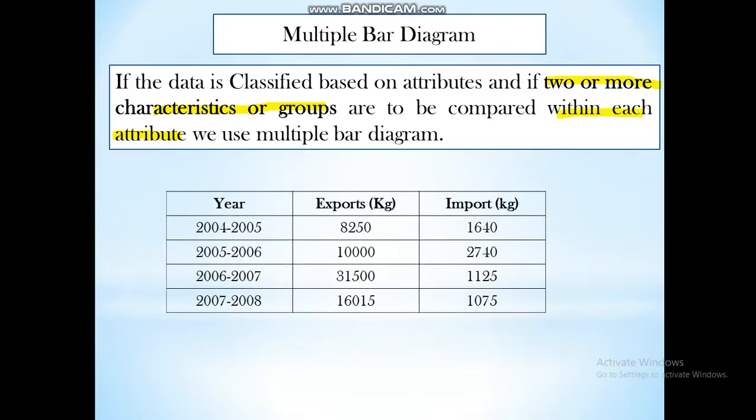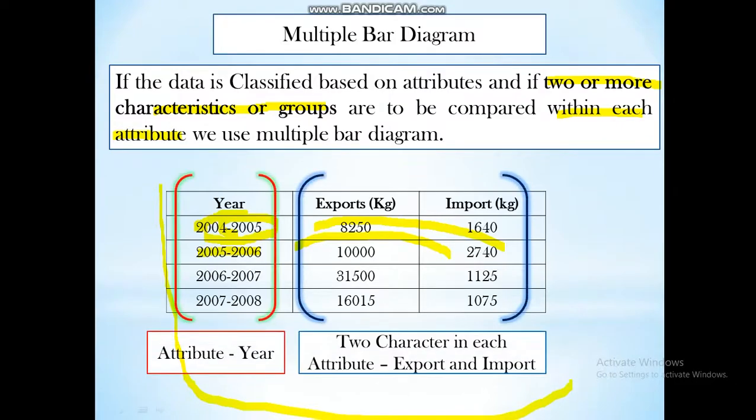here we have year as the attribute. In each year, we want to compare the export and import. Similarly, in each attribute we want to compare the export and import. So this is an example of the multiple bar diagram. For this type of data, we will go for the multiple bar diagram.